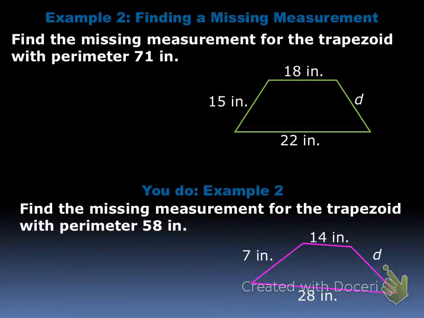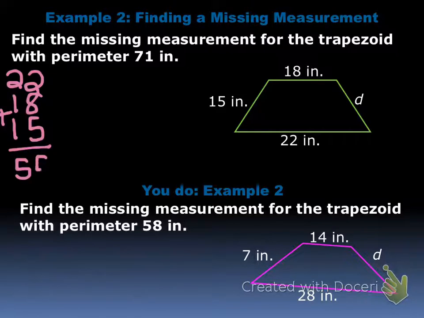Sometimes you may be given the perimeter and you need to find the length of a missing side. How you would do this is you would start off with adding up the sides that you do know. In this case, we have a 22, 18, and 15. If we add those together, you will get 55.